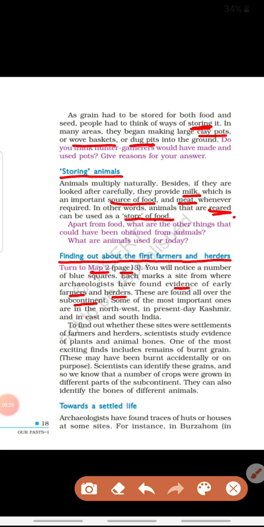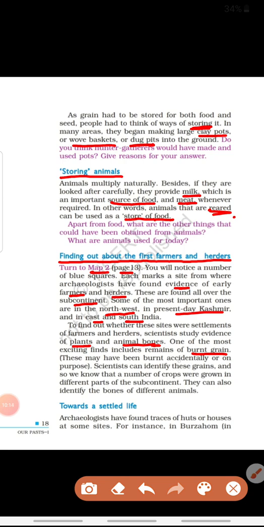Some of the most important ones are in the northwest in present day Kashmir, and in east and south India. So in these places the evidence was found. To find out whether these sites were settlements of farmers and herders, scientists study evidence of plants and animal bones. One of the most exciting finds includes the remains of burnt grain. So they found burnt grain, children. The grain was burned, and they found that in those places.